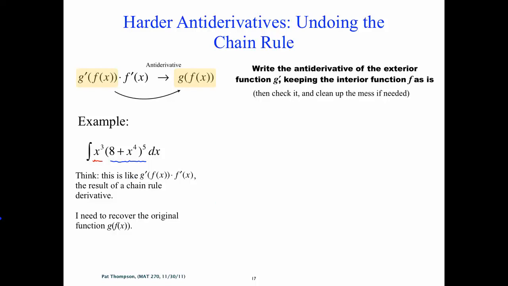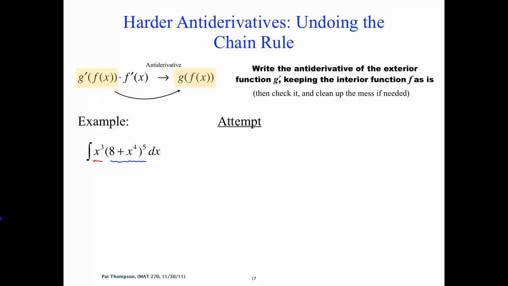So what are we going to do? We're going to make a stab at it, right? So if this is our g prime of f, then what's our attempt going to be? Our attempt is going to be like g of f, right? That's what we're trying to recover, the original function. So, what is our first attempt going to be? We're just going to focus on the exterior function, leaving the interior as it is, and do the antiderivative.